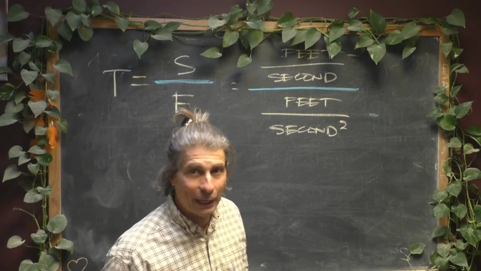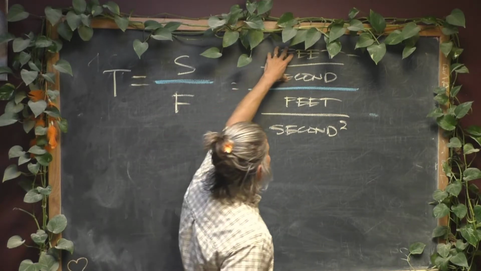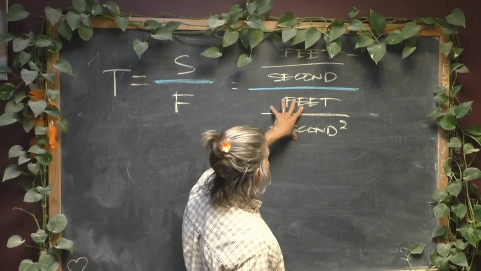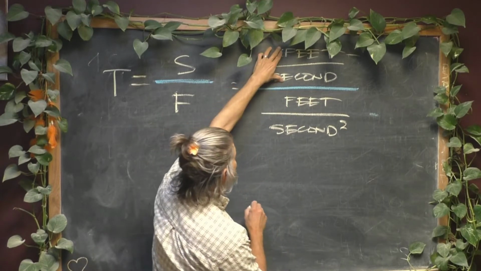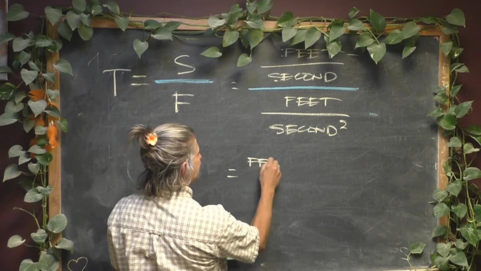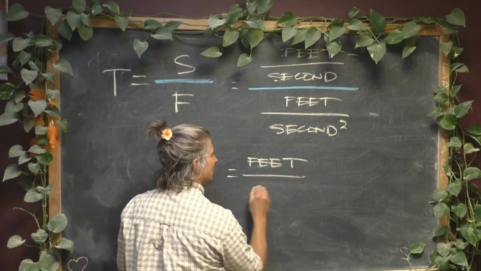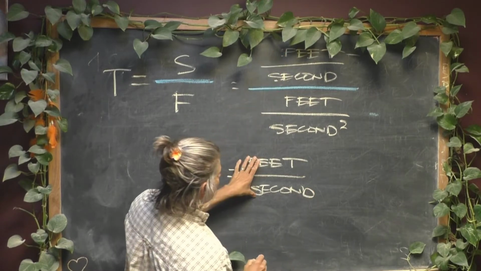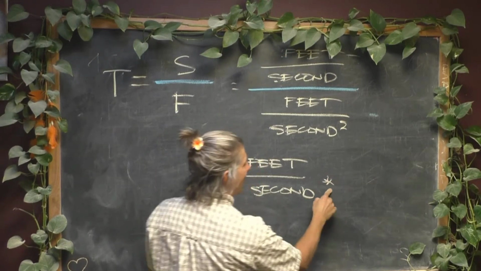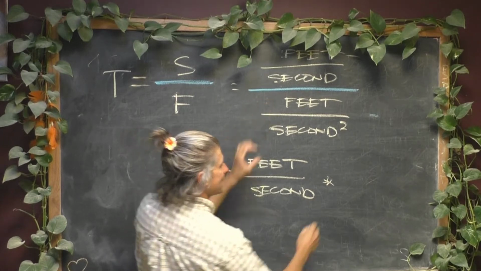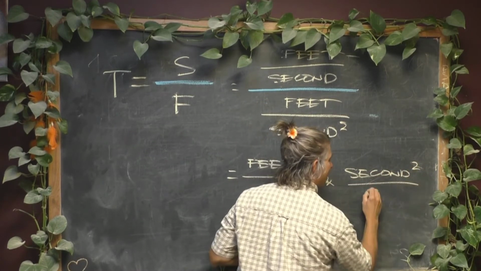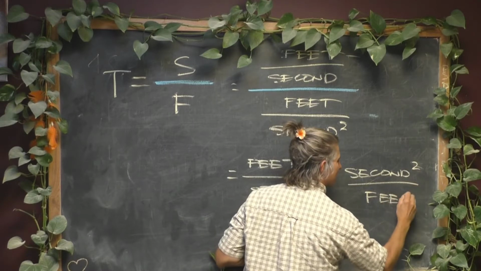So let's use that here. You're dividing this by this fraction. So let's multiply this by the reciprocal of this fraction. So this is going to come down here, feet per second. That's the numerator. We're going to multiply it by the reciprocal of this, which is seconds squared over feet.